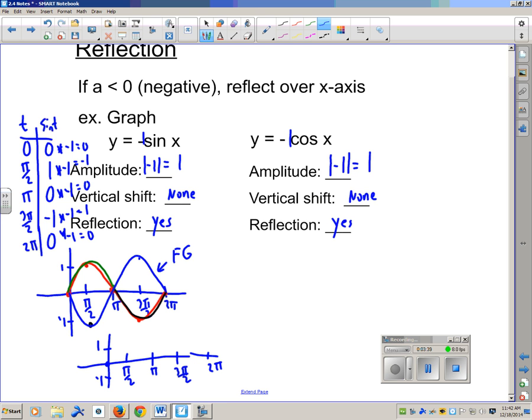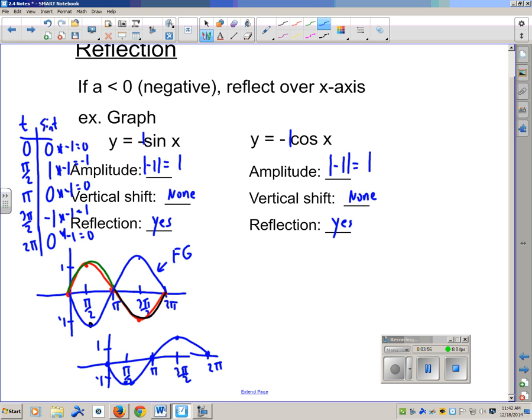So this is still 0, 0. At pi over 2 there, we're at -1. At pi there, we're at 0. At 3 pi over 2 there, we're at 1. And at 2 pi there, we're at 0. Following those from the table of values we just got, you get exactly the same graph.